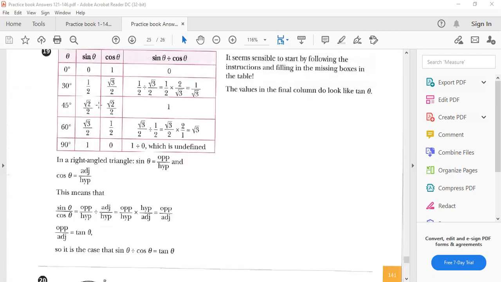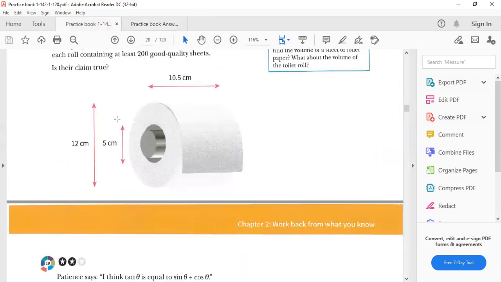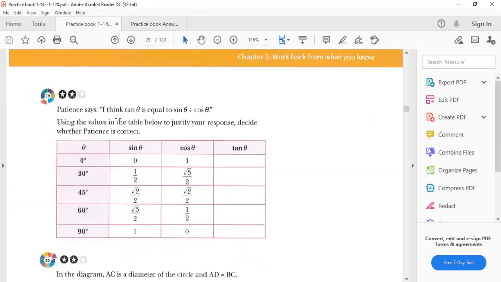So he called his advisor, Mr. Charles. Now here we have the patient. Tan theta is equal to sine theta divided by cos theta. Using the values of this table, decide whether the practice is correct or not. Sine divided by cos, so 0 divided by 1 equals 0.